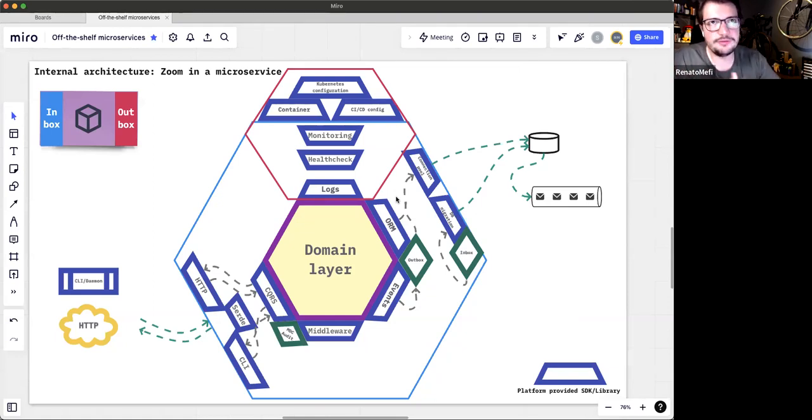This could be solved in different ways, depending on the language, depending on the tech stack. This could be monkey patching. This could be middlewares. This could be, I don't know, some dependency injection tricks, depending on your framework. But what is important is the platform team delivering a full experience, right?